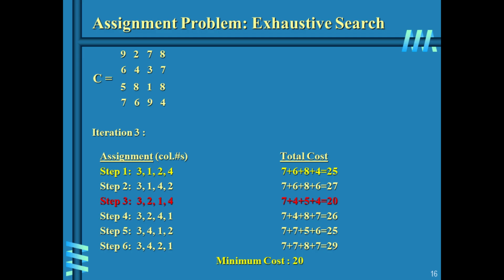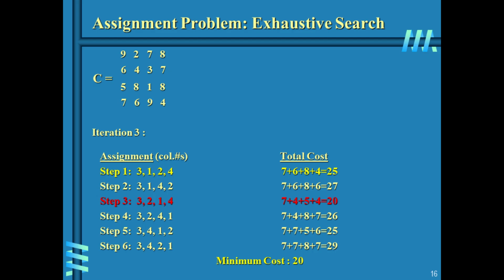Step number 2 of iteration number 3 is job 3 to person 1, job 1 to person 2, job 4 to person 3, and job 2 to person 4. Coming to step 3 of iteration number 3 is assigning job 3 to person 1, job 2 to person 2, job 1 to person 3 and job 4 to person 4. The fourth step of iteration number 3 is assigning job 3 to person 1, job 2 to person 2, job 4 to person 3 and job 1 to person 4 whose total cost is 26.